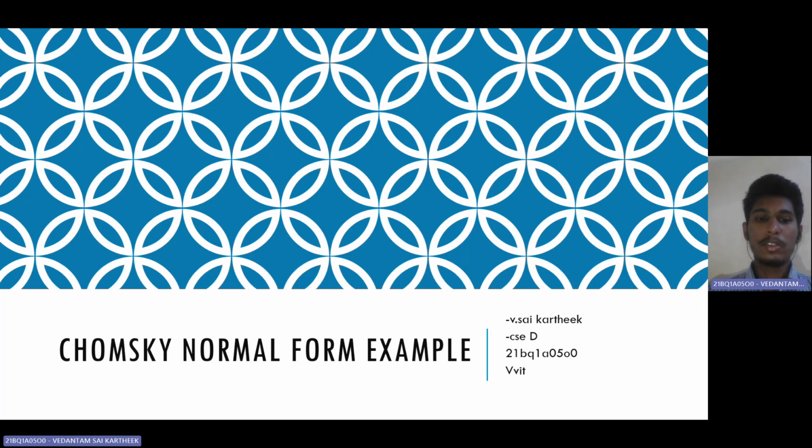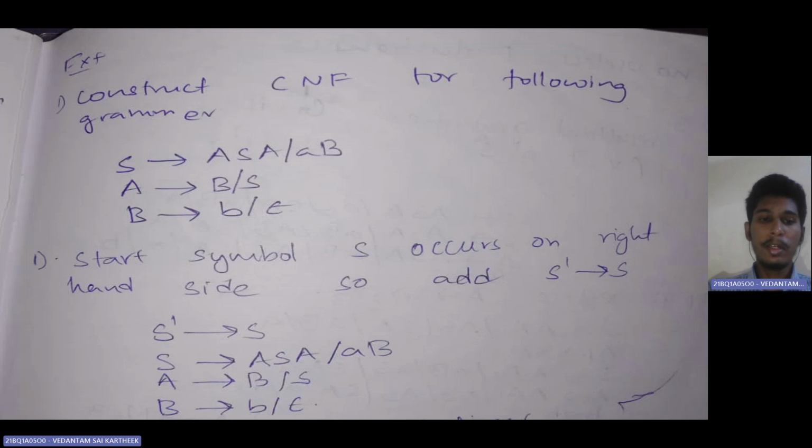Today let us discuss a Chomsky normal form conversion example. Consider the given question: construct CNF for the following grammar. Given S implies ASA or AB, A implies B or S, B implies small b or epsilon.